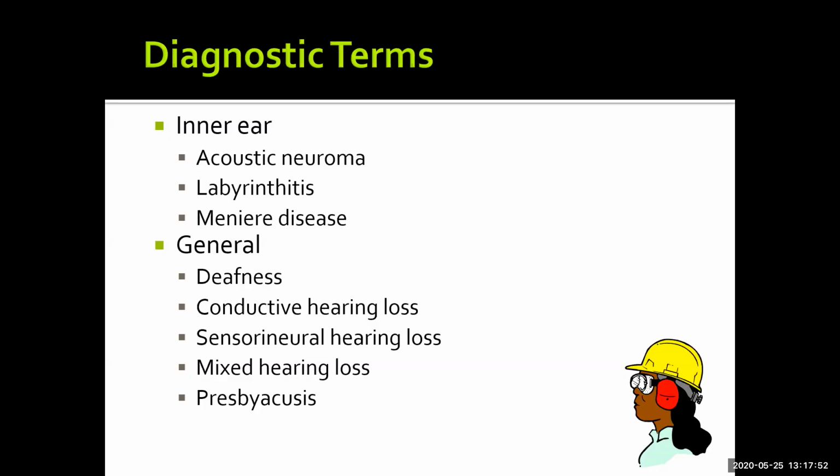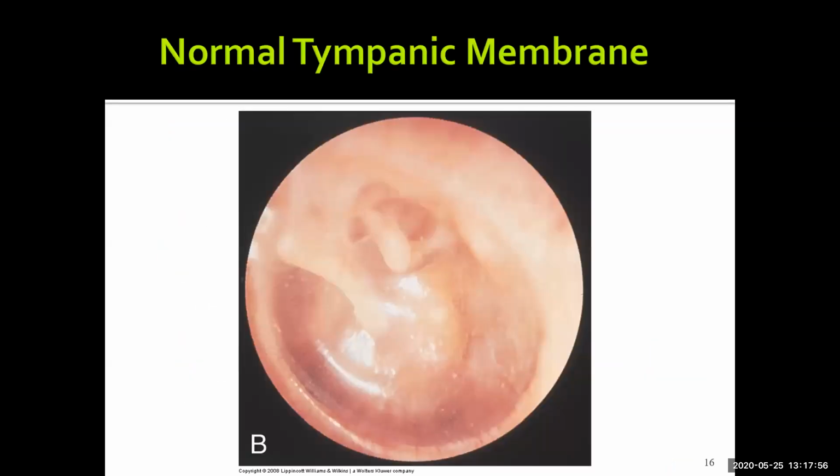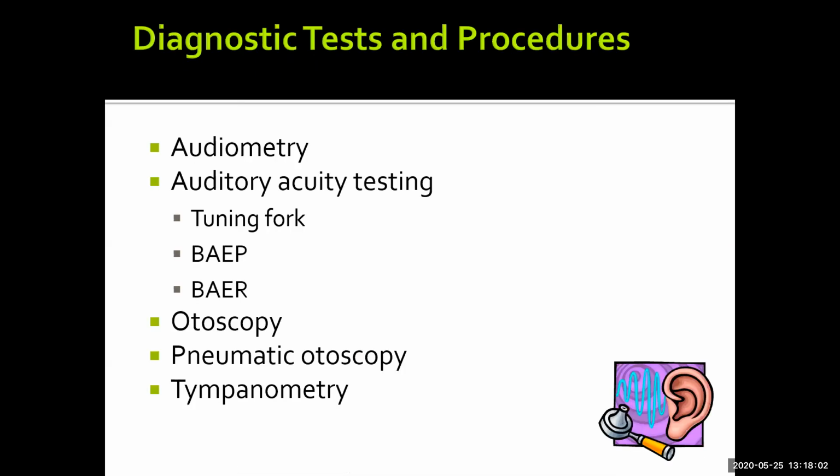Some general terms, deafness would be partial or complete hearing loss. That shows a normal tympanic membrane. That's what it should look like, intact.